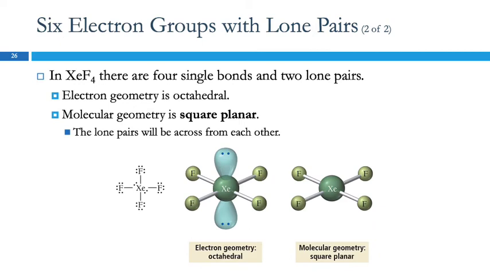So when we take that shape and remove the top and bottom, what we have is a square, and it's flat. So this is square planar. It's a square that's in a plane, as opposed to the previous one that was a pyramid with a square bottom.